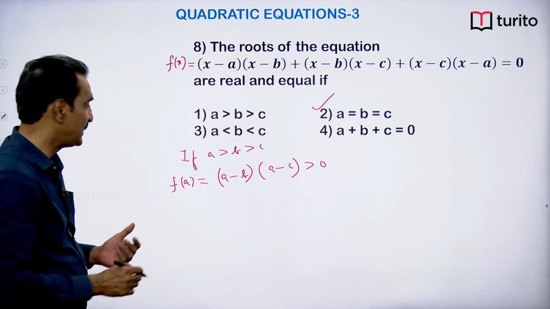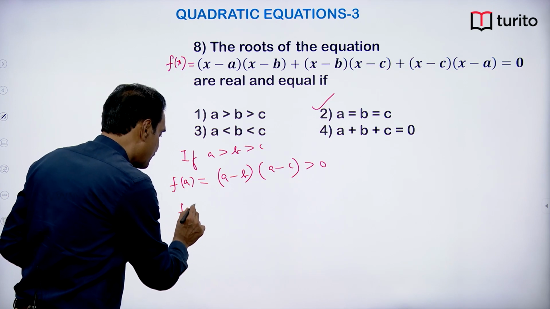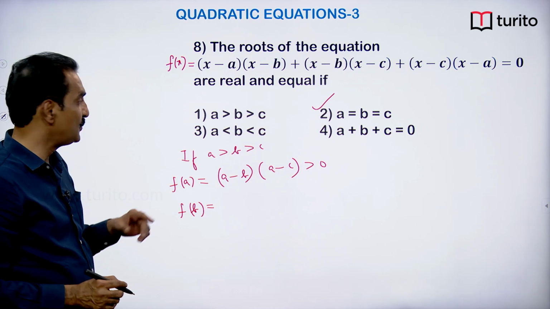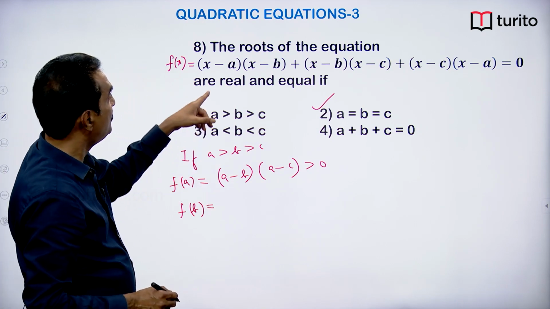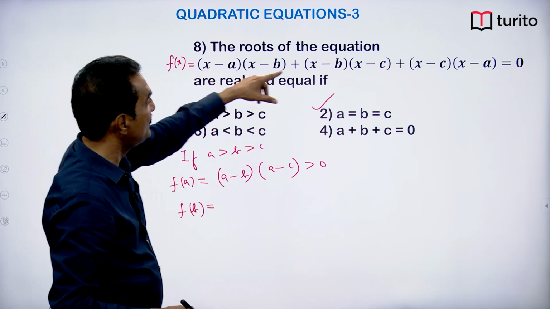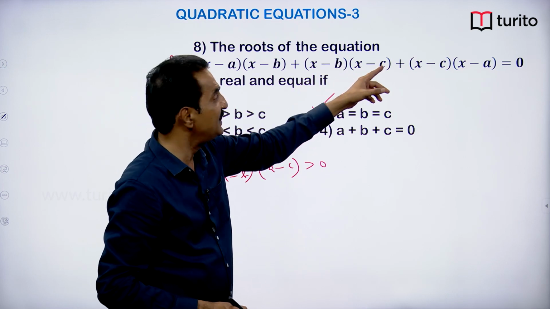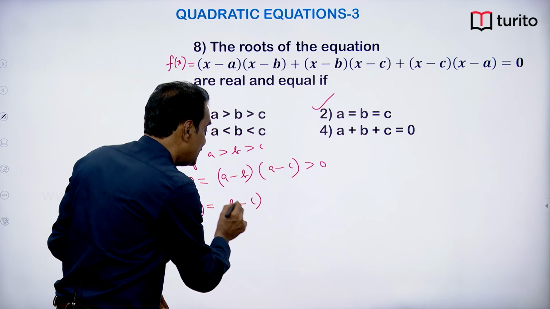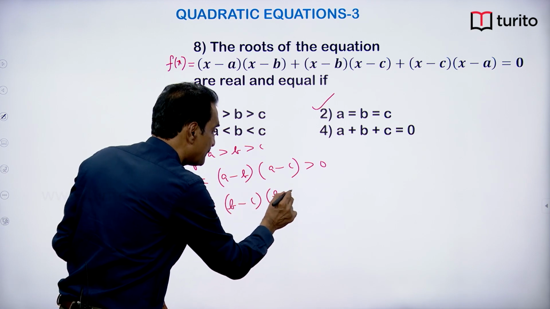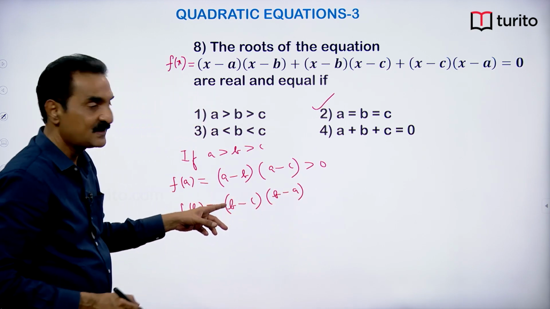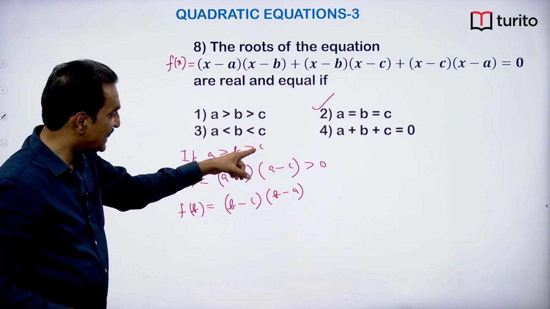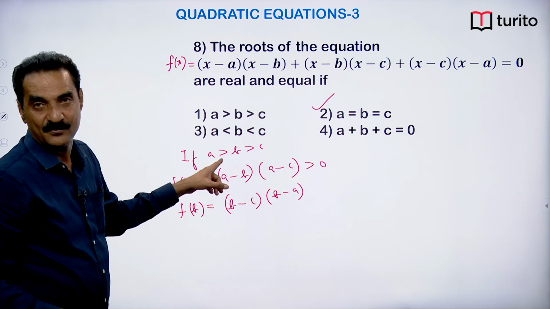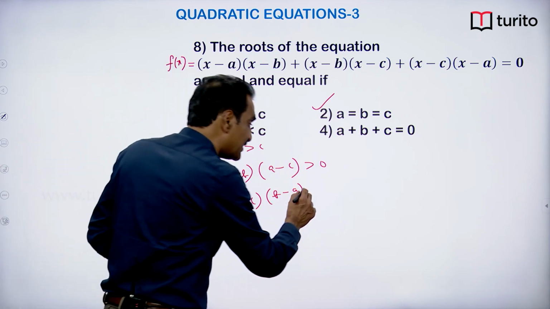Now I will substitute x is equal to B. F of B is equal to, what happens? This is 0, this is 0, substituting x is equal to B. Last one is B minus C into B minus A. What can you tell about this? B is greater than C, so B minus C is positive, B minus A is negative. So, positive into negative is negative.